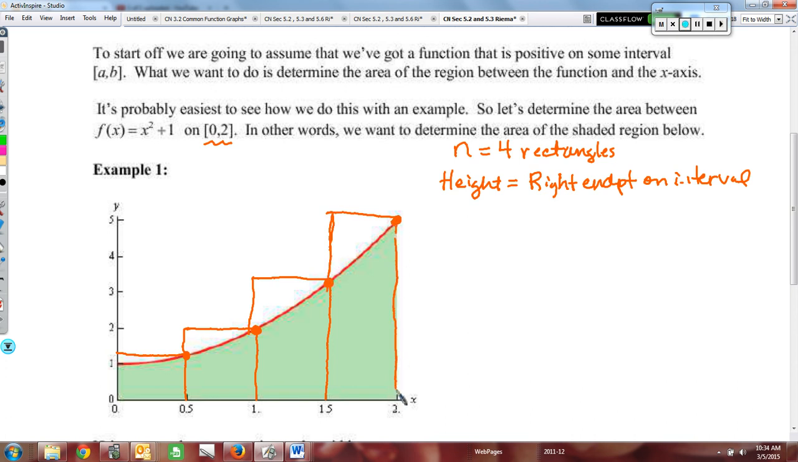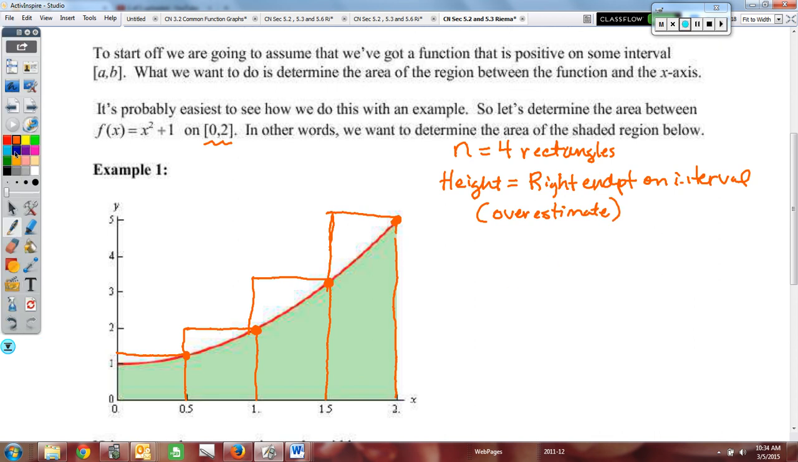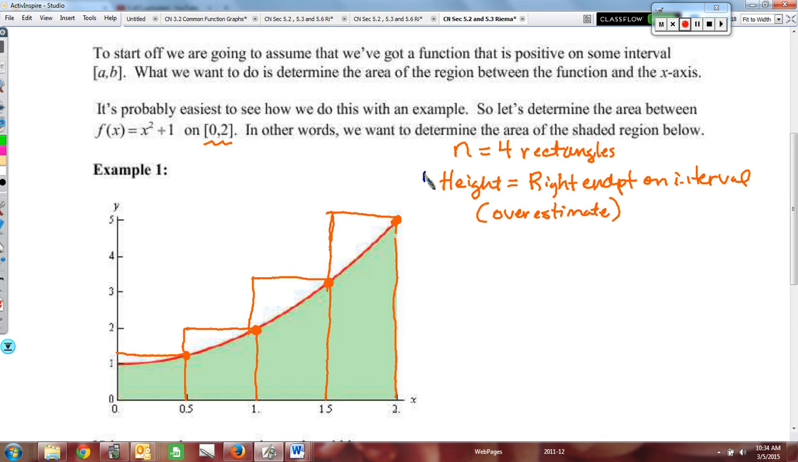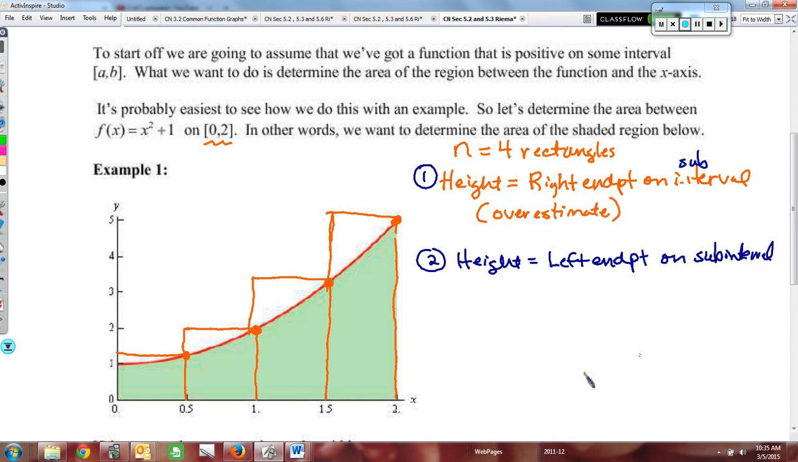However, is this a great estimate of the area? Using the height equal to the right endpoint on the interval, in this example, it would be an overestimate of the area. So sometimes we say, well, I don't always have to choose the right endpoint. Maybe I should choose the left endpoint. So that was option number 1. Option number 2, I'm going to get my height of the rectangle by using the left endpoint on the, I guess I should call these subintervals, because I have divided it into 4 sections.